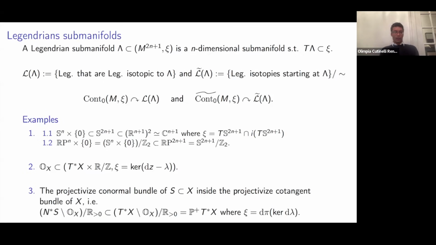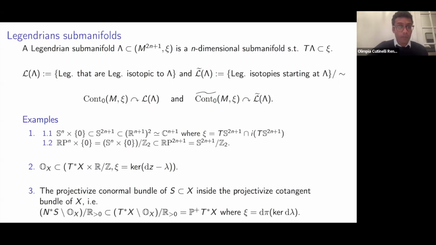And finally, a last example I will be interested in is you take a manifold X and you take its projectivized cotangent bundle, and this manifold carries a canonical contact distribution given by the formula at the end of the line. And if you take any submanifold S inside X and you take the projectivized conormal bundle of S, it gives you a Legendrian inside the projectivized cotangent bundle of X. Okay, so these are three examples I want to talk about today. And if you have no question, maybe I go a bit forward.